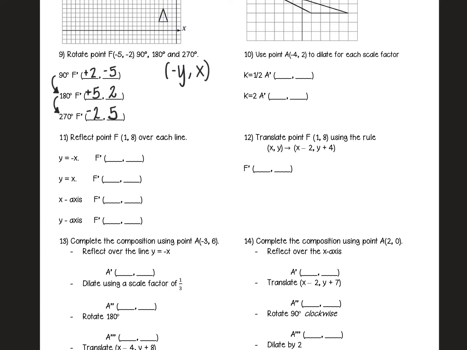For 10, we're dilating. So the first time we dilate, I'm using point A. I'm going to go ahead and multiply by 1/2. So I get (-2, +1). The second dilation tells me, okay, this time go ahead and use 2. So I'm going to do times 2, times 2. I get (-8, +4).